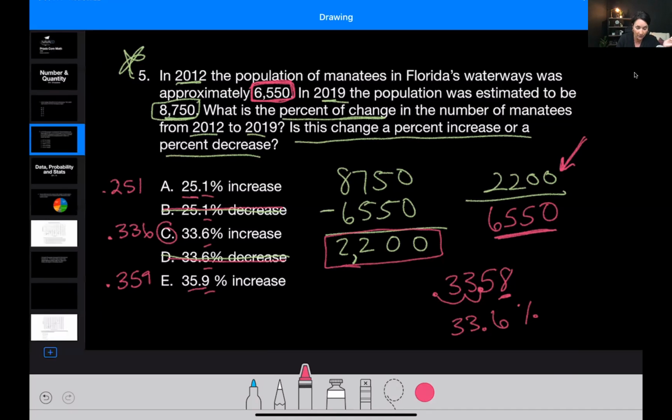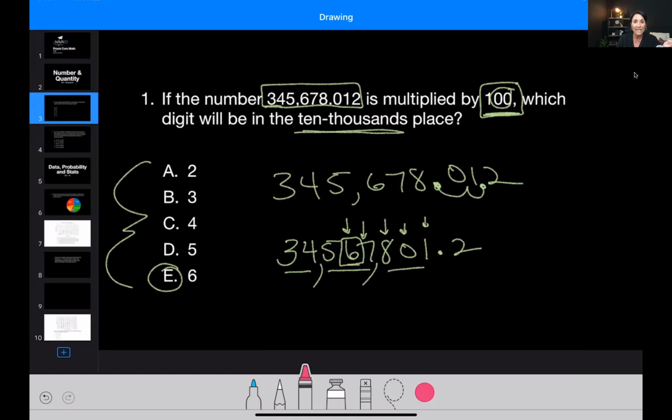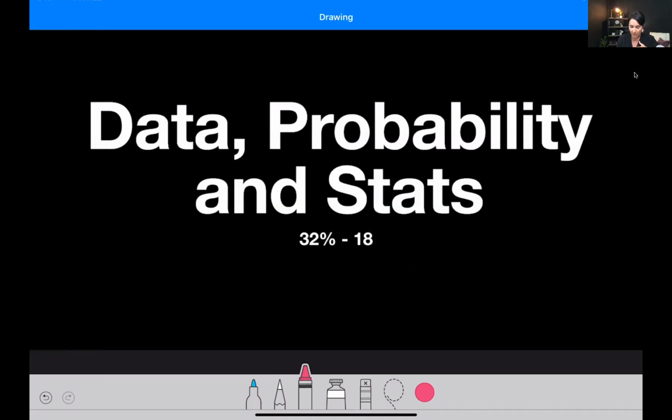So you can see how number and quantity can be as easy as what integer is in the 10,000s place, which is an elementary school skill, really, to a much more complicated, probably 7th to 9th grade skill here on this. So those are both number and quantity. So I want you to pay attention to that when you're on the test. Not like you have to think, oh, this is number and quantity and this is algebra. It just is helpful for you to know what skill set this is coming from. Now, the next piece is the data probability and stats.